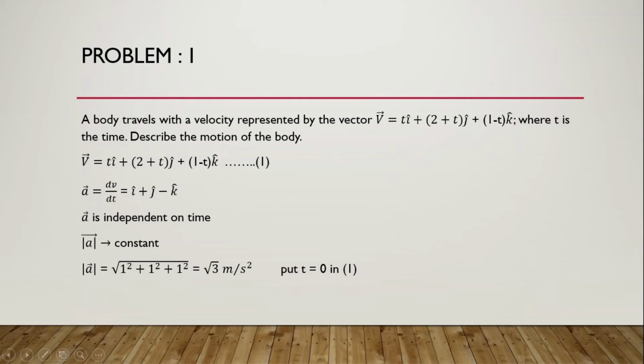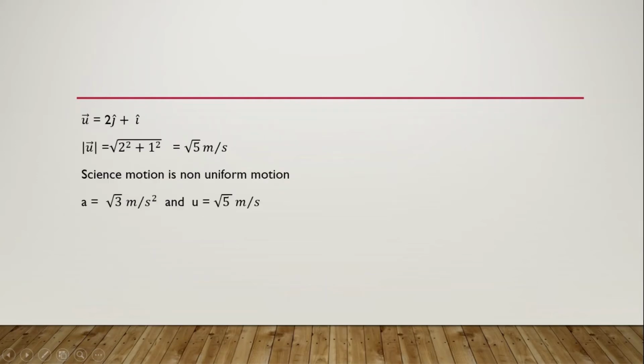So just put t is equal to 0 in equation 1. Then it will become u is equal to, because we are taking an initial velocity, right? So u is equal to 2 j cap plus k cap. Then what is the magnitude of this? That is root of 2 square plus 1 square, which is 4 plus 1 is 5, root 5 meter per second. So this is our initial velocity.